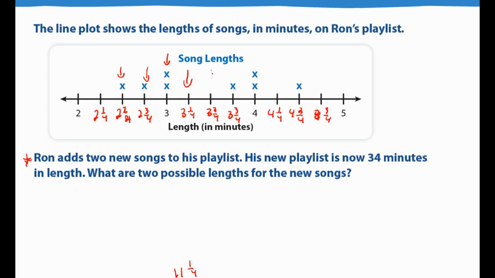None here, none here. So now I've got to add 3 3/4. So I have 11 1/4 plus 3 3/4. Go ahead and add those two together.